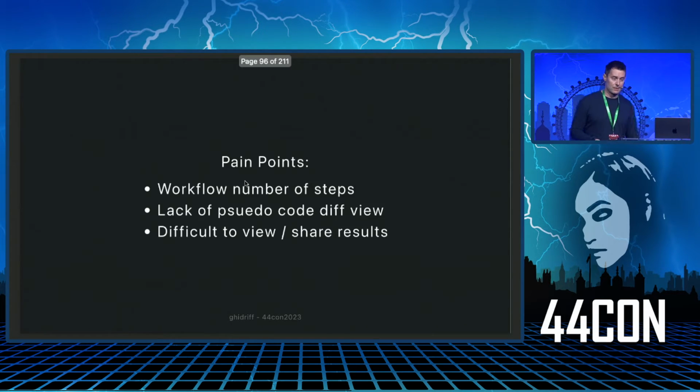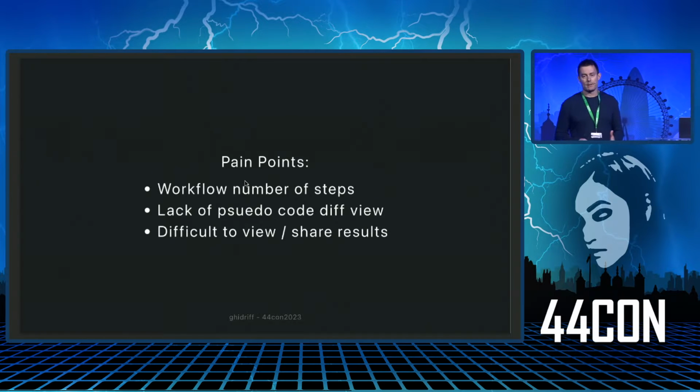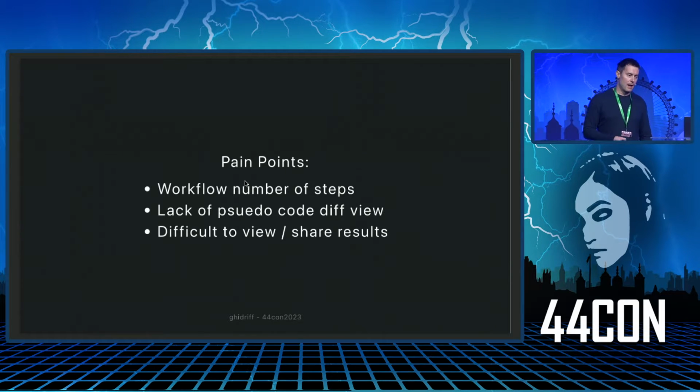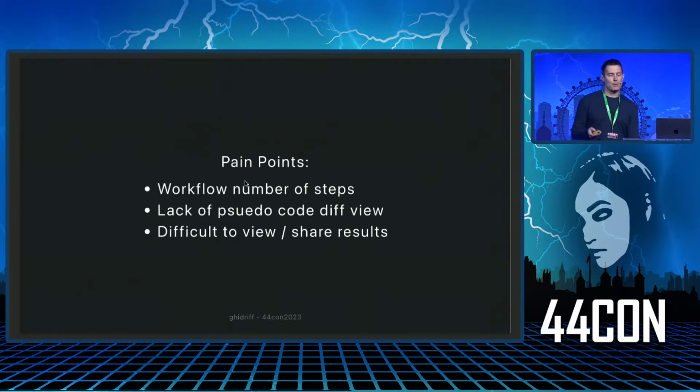The necessity portion was really overcoming the pain points, trying to reduce the number of steps needed in my workflow. I really needed that side-by-side pseudocode diff, and I was leveraging Ghidra to do it. They didn't have it. And it was difficult to share the results, to pull things out.